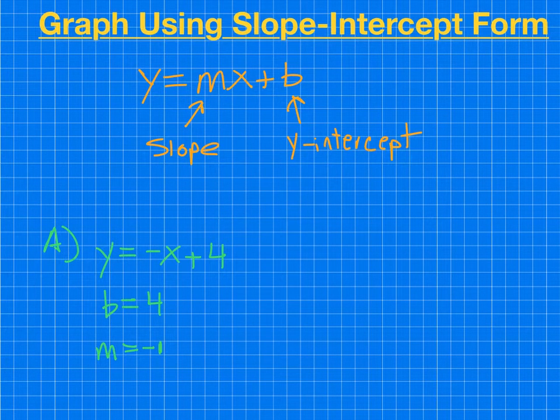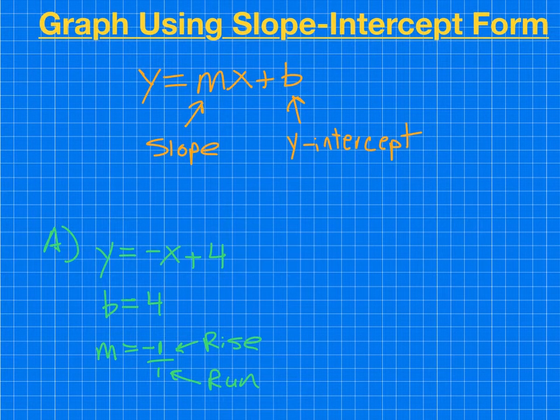Now remember, one way to think about slope is rise over run. So sometimes it's nice to look at our slope as a fraction. We can think of our slope as -1 over 1. If it's not a fraction, we can always write it as over 1. And this gives us our rise and our run for our equation.